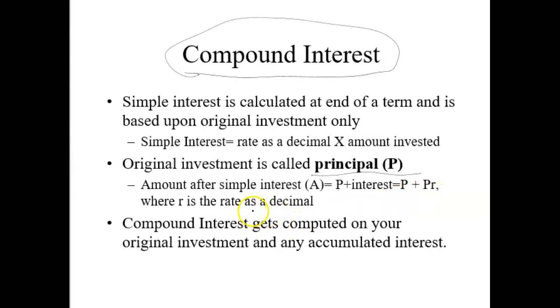So R is the rate as a decimal. 5% would be 0.05, 2% would be 0.02, 15% would be 0.15. You don't see that much when you're gaining interest.